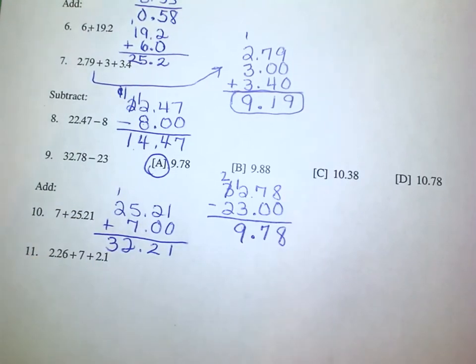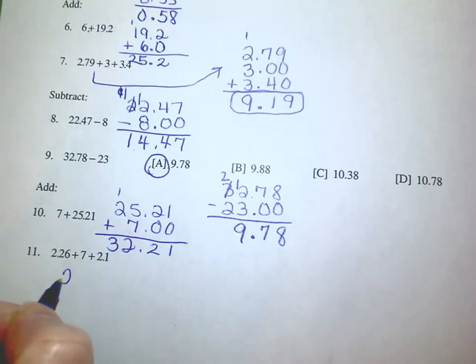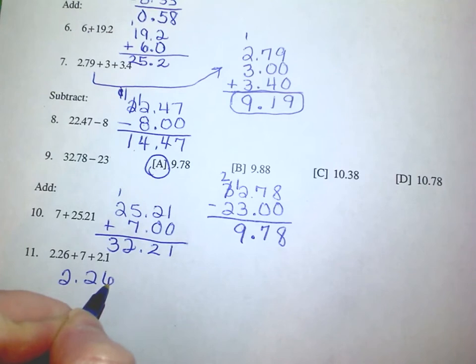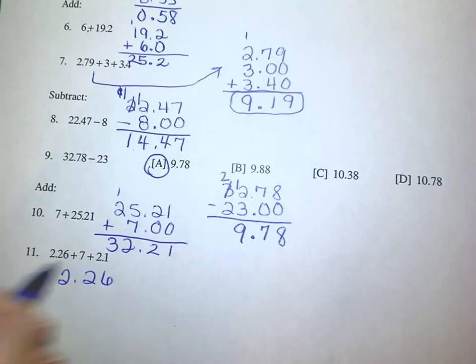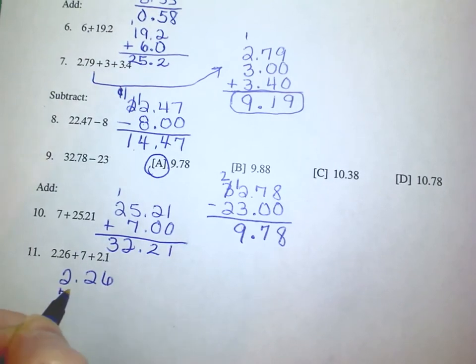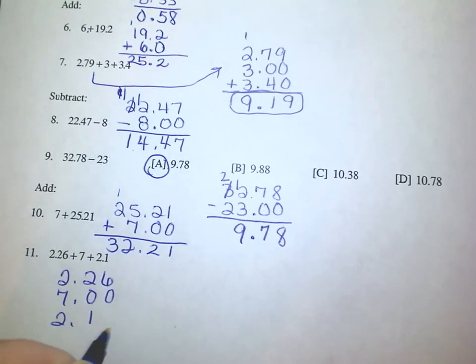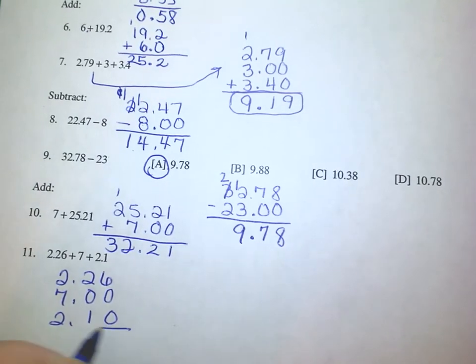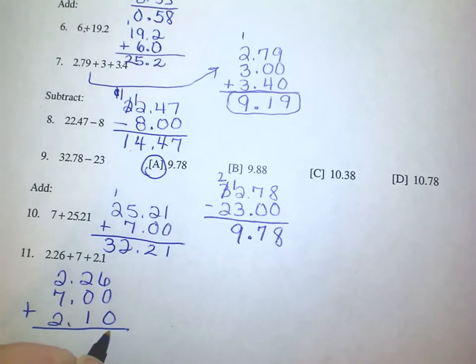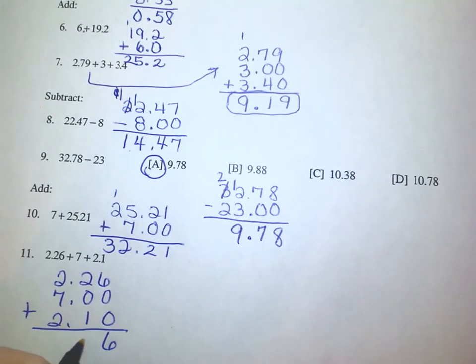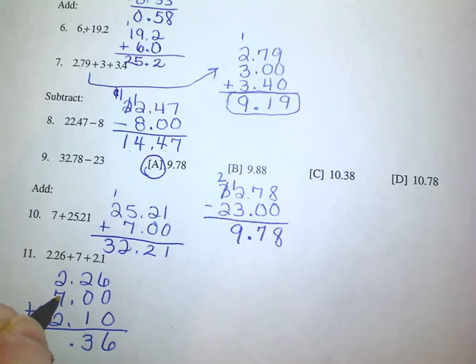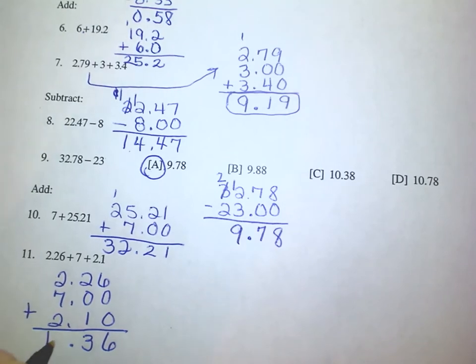32 and 21 hundredths is our answer. Last one on this page, 2 and 26 hundredths. 7 goes in the ones place, so that would be to the left of the decimal. 2 and 1/10, we'll fill in a 0 as a placeholder, and then add. 6, 2 plus 1 is 3, 7, 8, 9, 10, 11.